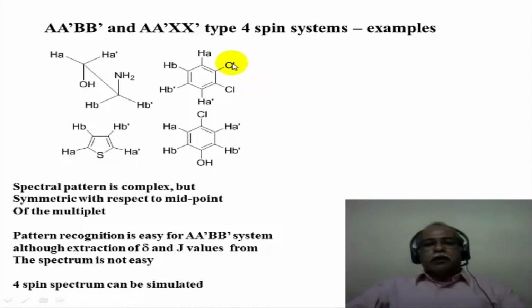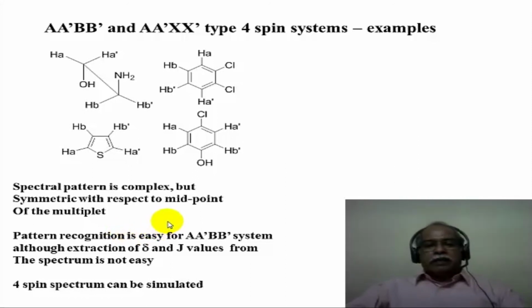An ortho disubstituted derivative where the two substituents are identical constitutes the AA prime BB prime system. A para disubstituted derivative where the two substituents are different also constitutes the AA prime BB prime system. In the case of thiophene, furan and pyrrole, for example, the ring hydrogens represent an AA prime BB prime kind of system. Now the spectral pattern is fairly complex, but as mentioned earlier, the spectral pattern is highly symmetrical with respect to the midpoint, so one should be able to identify the multiplet by the symmetrical pattern that one sees. Pattern recognition is fairly easy for the AA prime BB prime system. We will see some examples.